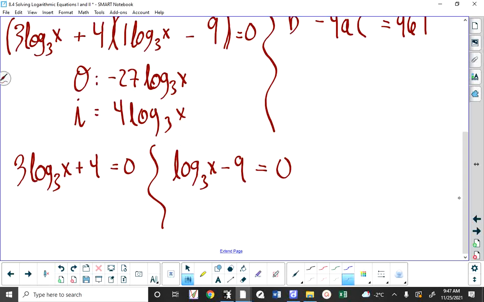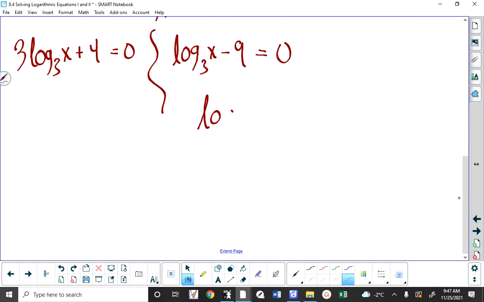So for example, this second equation that comes out of the quadratic factors will be log base 3 of x equals 9, which means x equals 3 to the 9. I don't think it's really important that we figure out what 3 to the 9 is. If you want to, you can. I suspect in an exam it would just be 3 to the 9 would be acceptable.